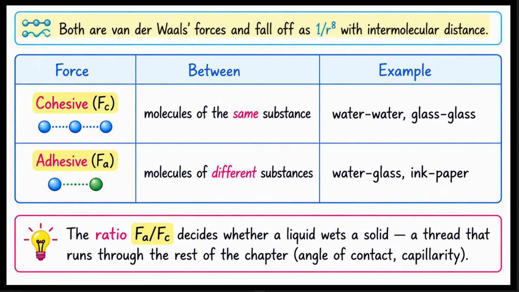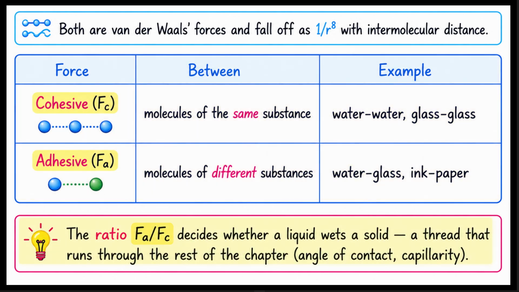To go deeper, we need two names. Both kinds of forces involved here are van der Waals forces, and both fall off roughly as 1 over r⁸ with distance. Cohesive force is the attraction between molecules of the same substance. Water pulls on water, glass pulls on glass. Adhesive force is the attraction between molecules of different substances. Water pulls on glass, ink pulls on paper.